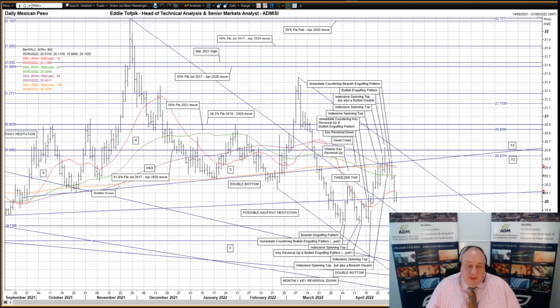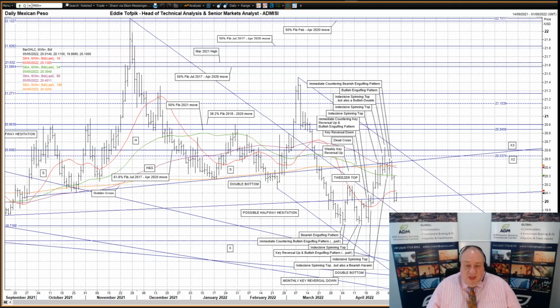US dollar against the Mexican peso. A second bearish black crow yesterday, and a more than suitable follow-on lower to the previous session's immediate countering bearish engulfing pattern. This move and close lower, well below all the moving averages, as well as the odd-looking July 2021 to date shallow uptrend, currently at 20.0435.